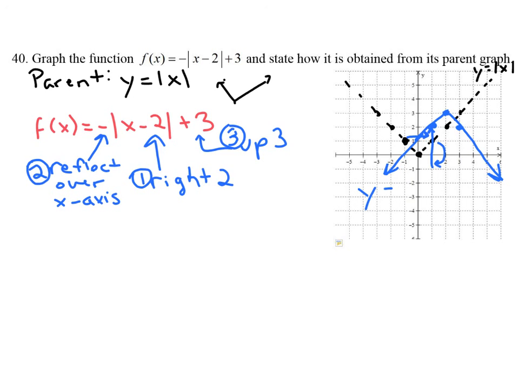So in blue there is the graph of negative absolute value of x minus 2 plus 3. We took that initial V shape here, shifted the whole thing right 2 units, and then reflected it upside down. So it was this sort of shape, and then from there shifted up 3 to arrive at this blue graph.